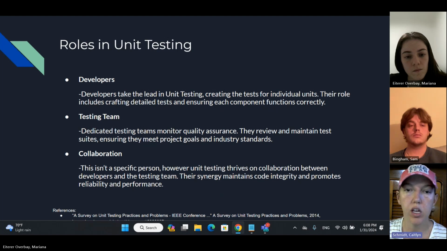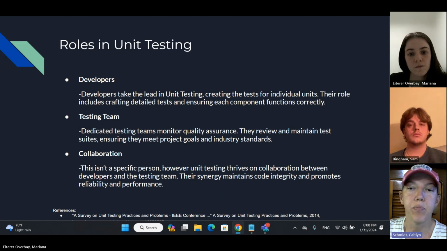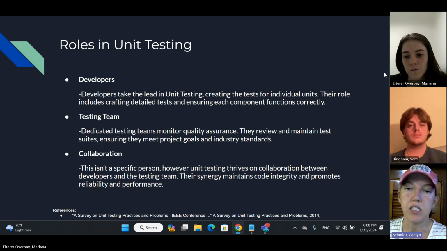Collaboration. Unit testing thrives on collaboration between developers and the testing team. And this synergy maintains code integrity, and it promotes reliability and performance.